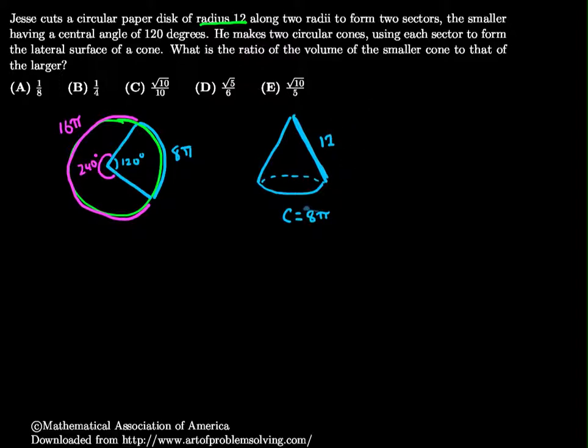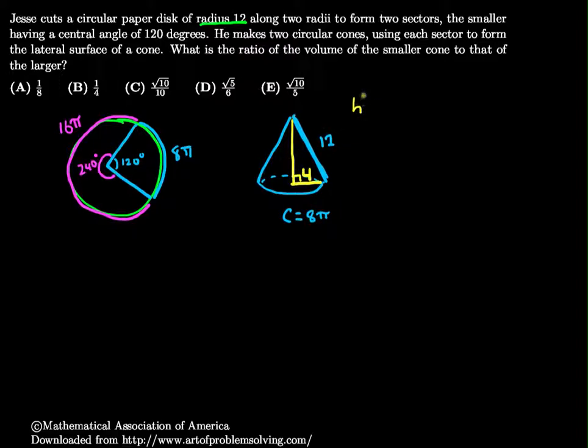To find the volume of a cone, I need the radius of the cone and I need the height of the cone. The radius I know: if this is 8 pi, the diameter is 8, so the radius is 4. And then by doing a little bit of Pythagorean theorem, I can find the height. This is a right angle down here. So I have hypotenuse 12, one leg of 4, and I need to find this other leg.